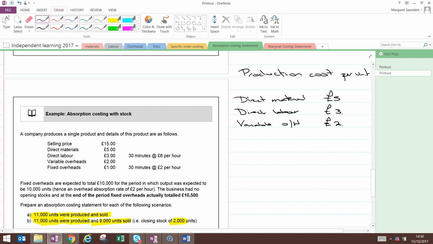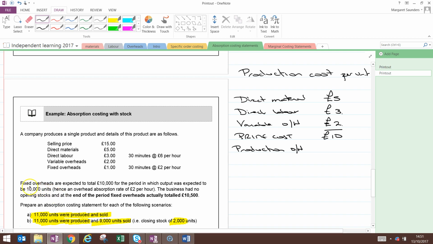A variable overhead is another direct cost. So if we add these, we have the prime cost of £10. Then we add the production overhead, which is using the overhead absorption rate. Now before we fill that figure in, let's have a look at calculating the overhead absorption rate.